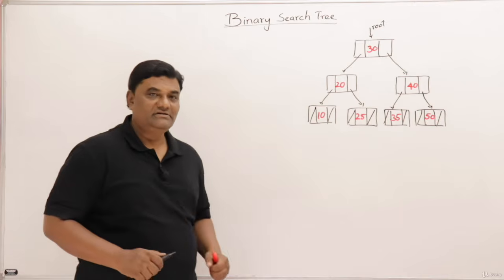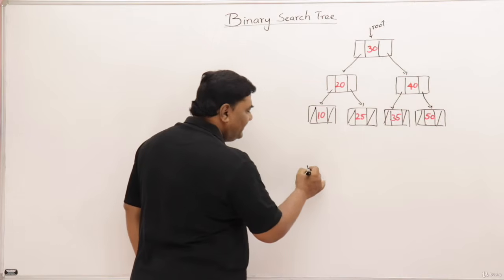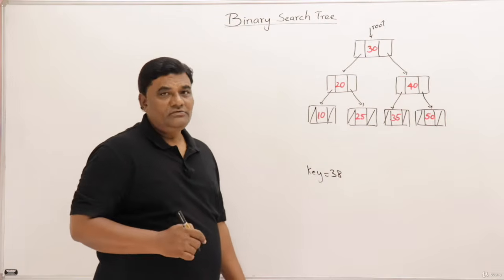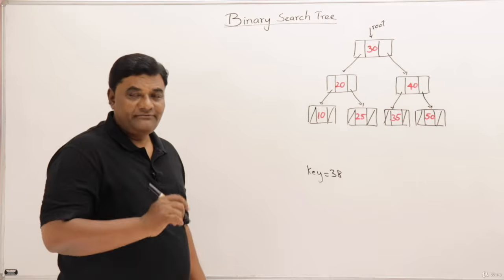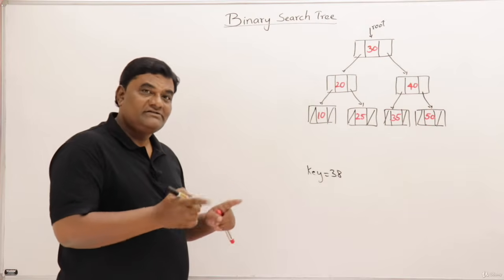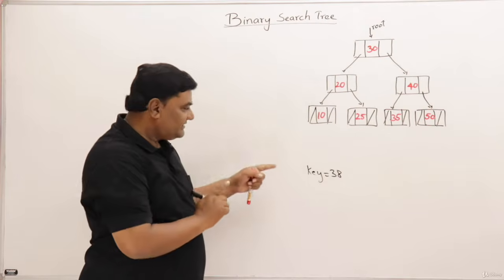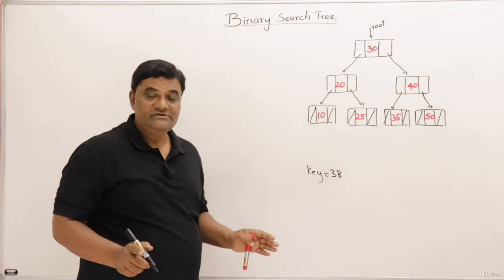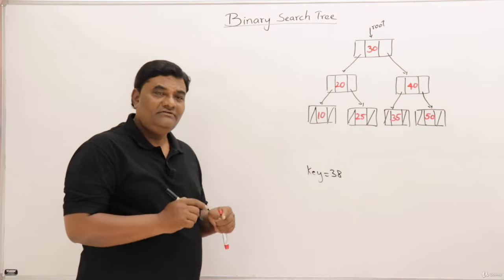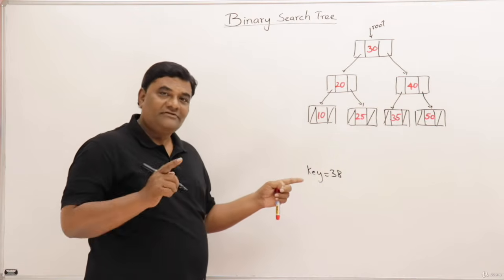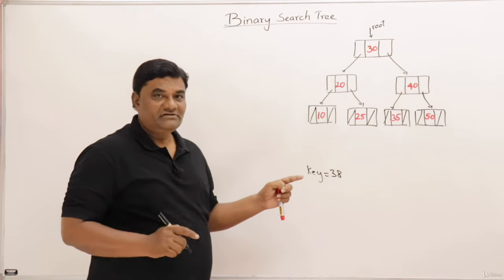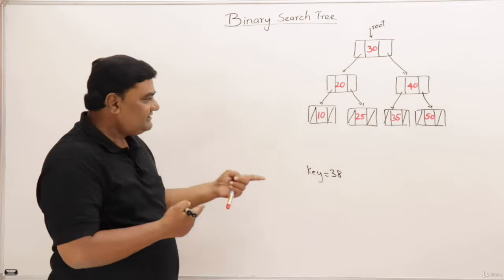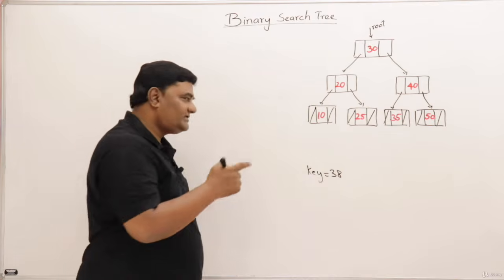Now we'll learn about inserting in a binary search tree. How to insert? Suppose I want to insert a key value 38. Using this example binary search tree, let us learn how to insert 38. The first step for insertion is to search for the key value 38. If 38 is already present in the binary search tree, then we should not insert it. So first of all, find out whether it is there or not. For that, we have to search. We already know how to search for a key.